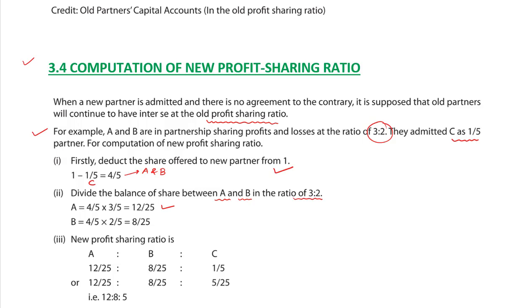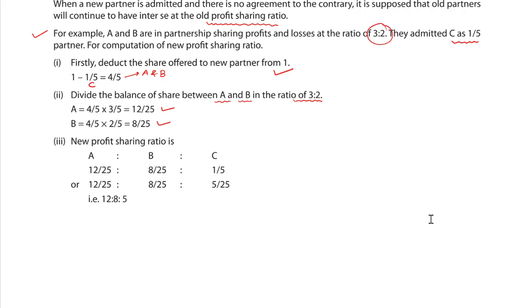So the new share of A is 12/25. In case of B, 4/5 is the remaining share after giving C 1/5, so 4/5 multiplied by 2/5. The new share is 8/25. I believe you understood. The new profit sharing ratio is A 12/25, B 8/25 and C 1/5, that is C 5/25. The new profit sharing ratio is 12:8:5. I believe you understood.